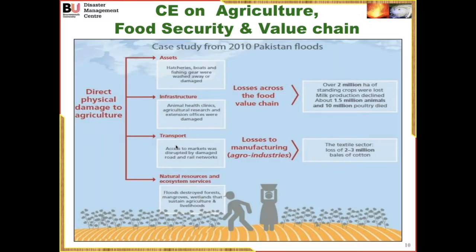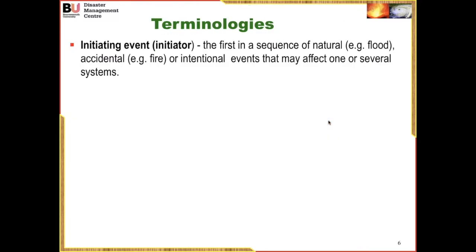The other example there is on agriculture. So you may have direct physical damage to agriculture. It may be a flooding event, maybe other events, like a landslide that may impact assets. It may also impact the infrastructure, transport system, and natural resources. And this may cause losses across the food chain. And of course, that may affect so many people. So the effects can actually have huge consequences down the line, and this may go on for so many years, which people cannot immediately visualize.